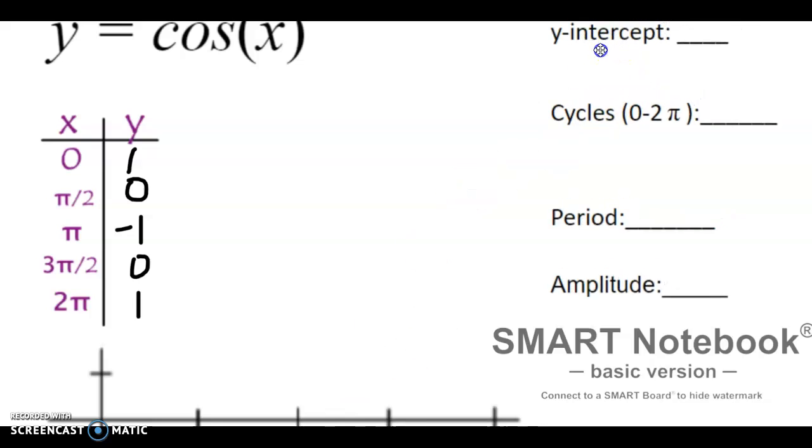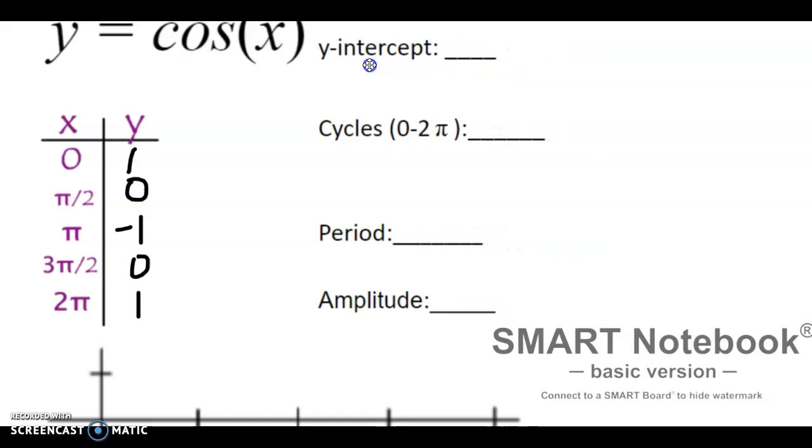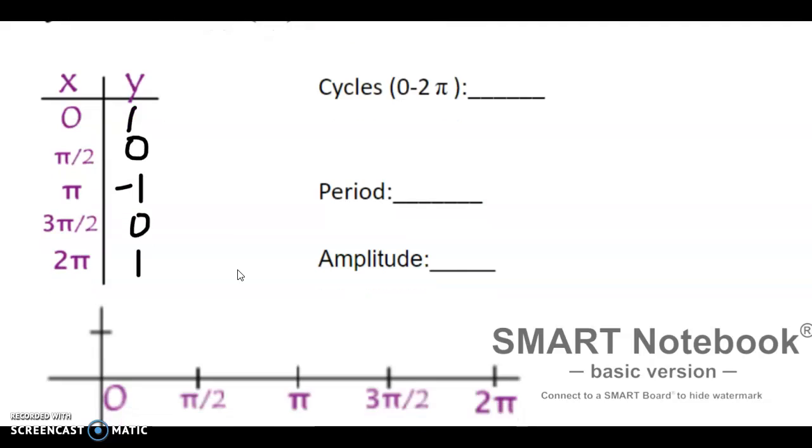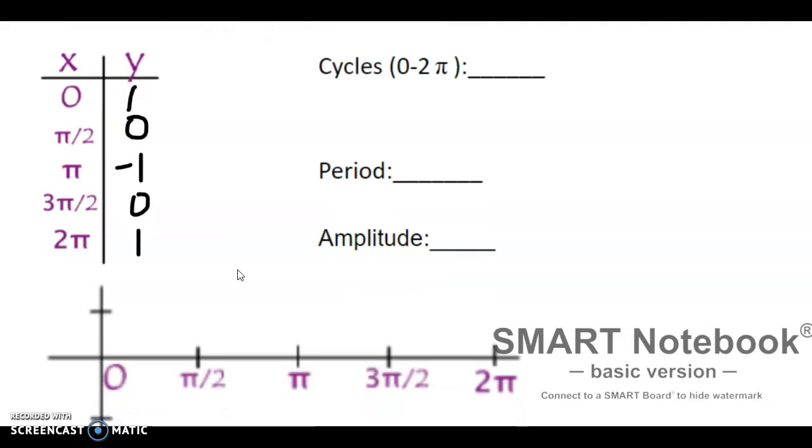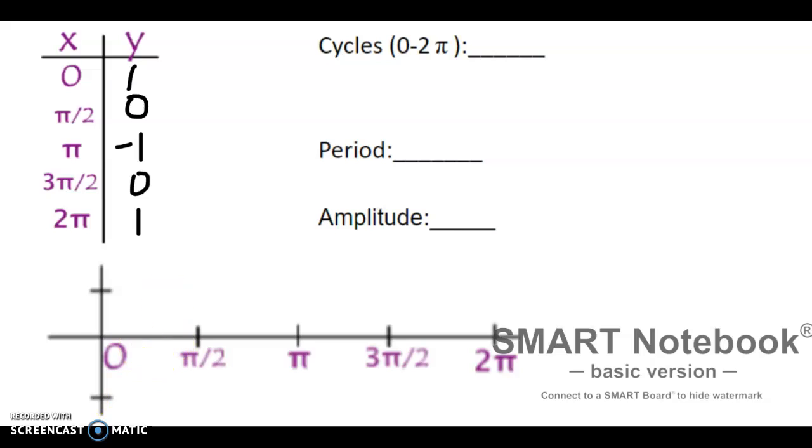And what we want to look at here is, what is the y-intercept? What are the cycles? How many cycles from 0 to 2 pi? What's the period? What's the amplitude? So just think about that for a second. What do you think is going to happen with the cosine? Is it going to be an inverse of the sine? What exactly is going to happen there? Well, let's plot the points and see.